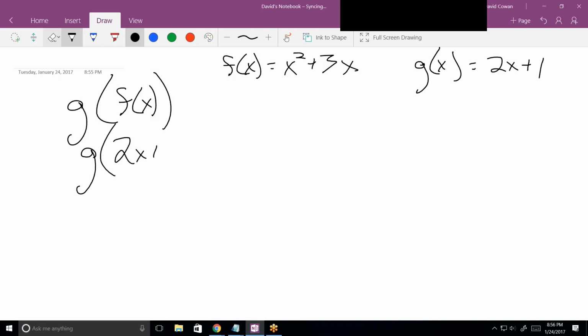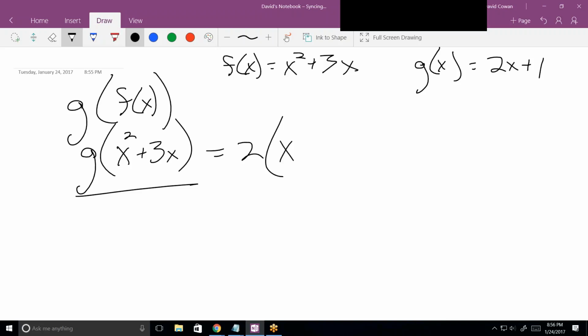Whoops. Put the wrong function in there, not that. I'm always going to put this step in here. In other words, I want to figure out what that is. Well, I go to my g function, and wherever I find x, I substitute what's in the parentheses. So g of this is going to be 2 times, is this what you said? Yep. Okay. And then simplify it.